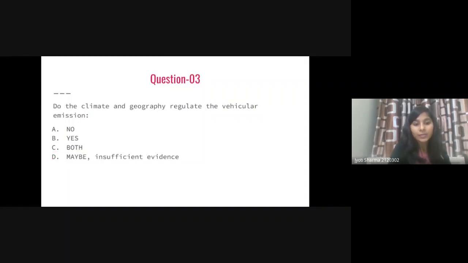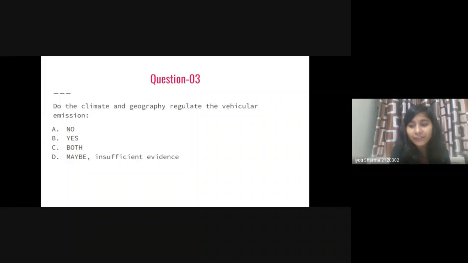Okay, do the climate and geography regulate the vehicular emission? A, yes; B, no; C, both; D, maybe, because of insufficient evidence. So what do you think? Rajpala gave me answer yes. Nishant gave me yes, B. Pinak A with a question mark. If you have a question mark, then you can give me the answer D, similar to maybe. Then Korea gave me answer B. The answer should be B.